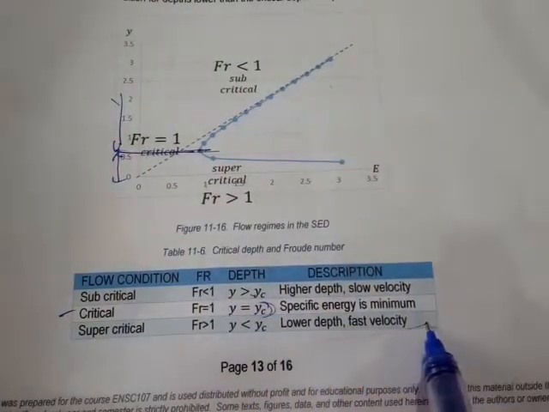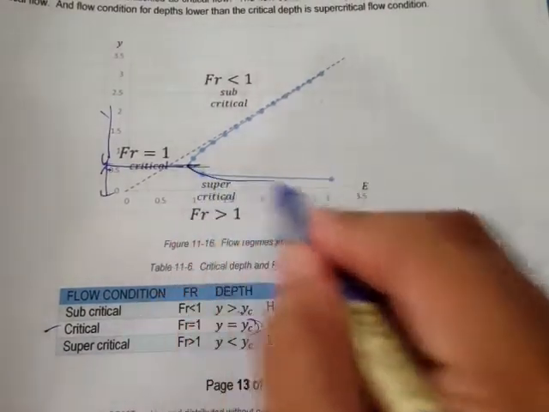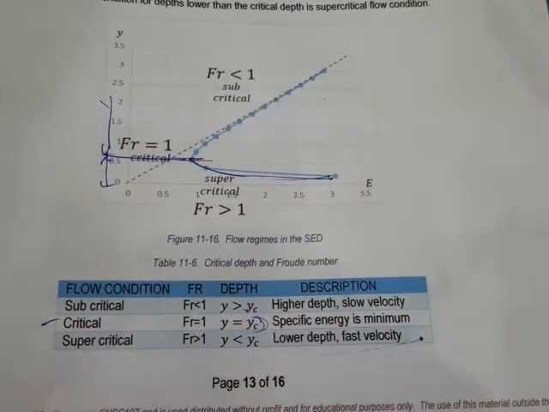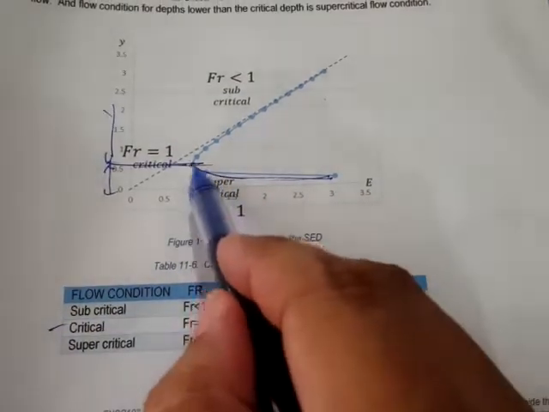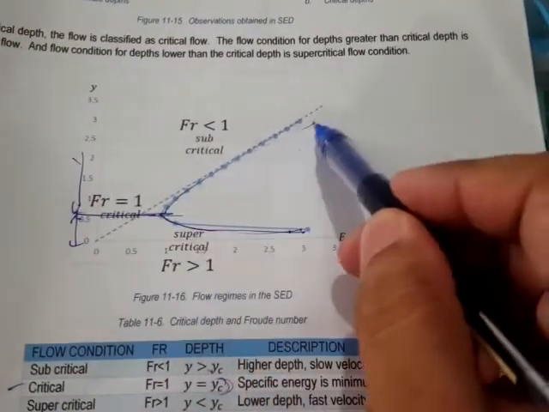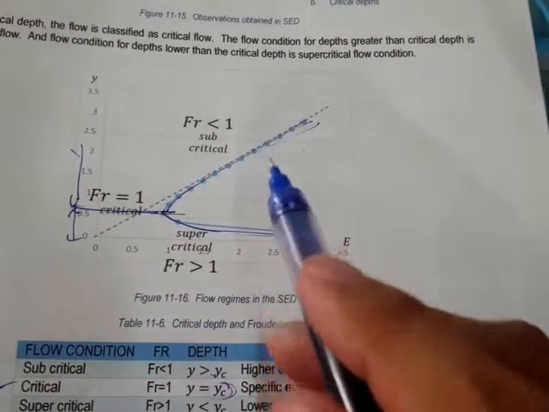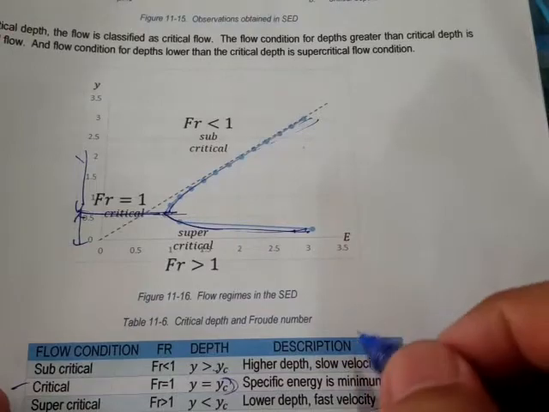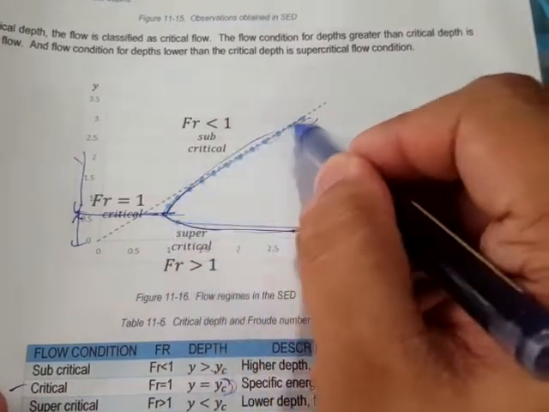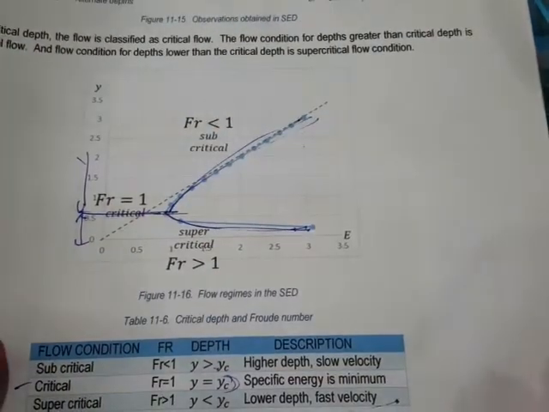So in terms of description, as I have said, if we are in this condition, we have a higher or faster velocity, but the depth is lower. But in this condition, we have a higher depth, but the velocity is slow.